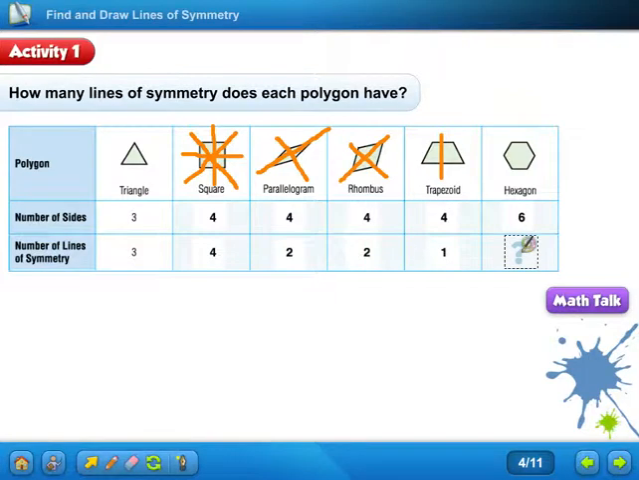All right. The next one, how many number of sides is 6? And how many ways can you fold that? If you said 6, you are correct. 1, 2, you can fold it on all these flat sides right here, 3, and then you can fold it on all the vertices. And that would be 6.